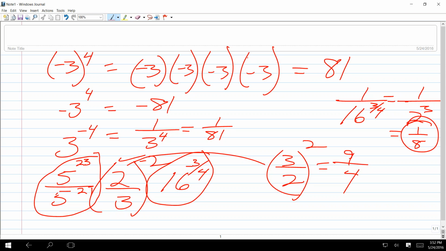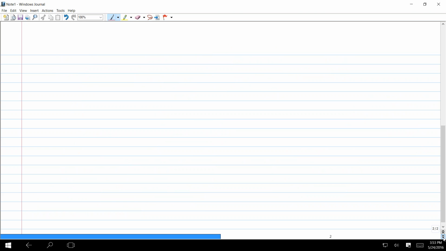So again, negative exponent does not mean negative number. 1/8 is a very positive number, but I had a negative exponent. Okay, all right, what else? There's some scientific notation stuff that they use.